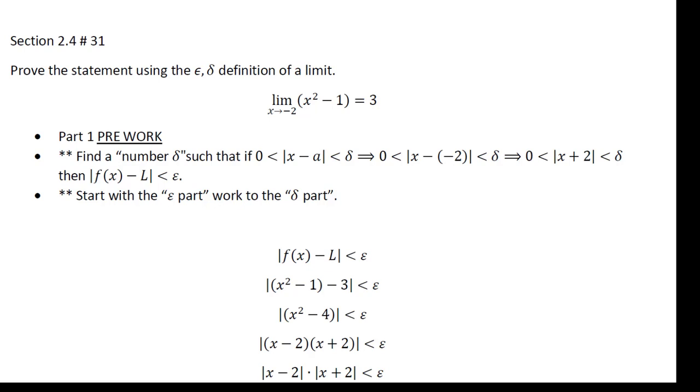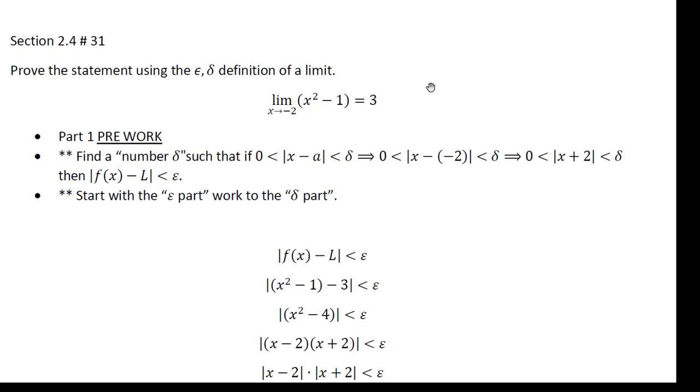Hello, this is section 2.4, question number 31. We are asked to prove the statement using the epsilon delta definition of a limit. In this case, we have the limit as x approaches negative 2 of x squared minus 1 equals 3.